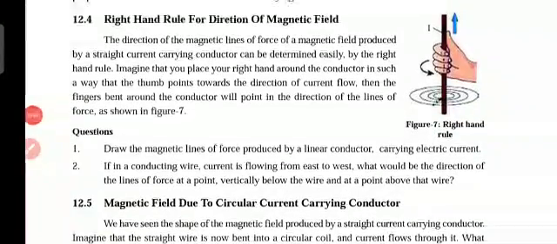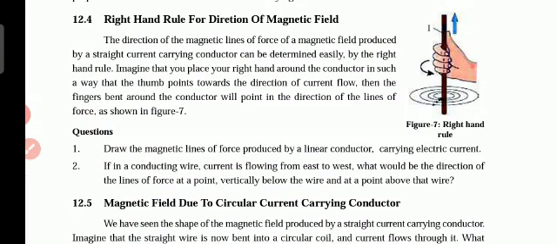Good morning, students. Today we start the right hand rule for direction of magnetic field. Okay, now you understand what is the magnetic field. Magnetic field means the attraction of the magnet, how far it goes. So it is called a magnetic field.